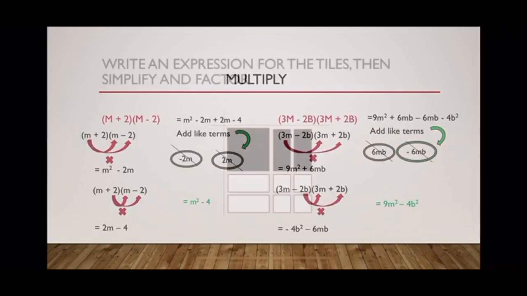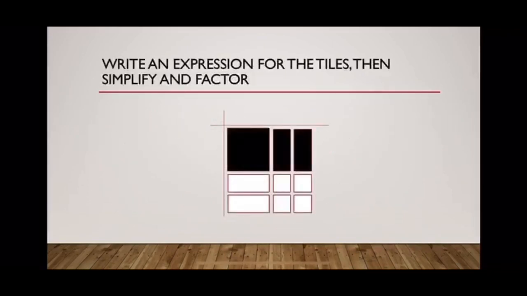Now, for our next warm-up, we are going to write an expression for this set of tiles, and then we're going to simplify and factor. First, each black tile is positive, each white tile is negative, and each big square is x squared, each rectangle is x, and each small square is 1. Now, let's start with the top over here and work with these tiles underneath.